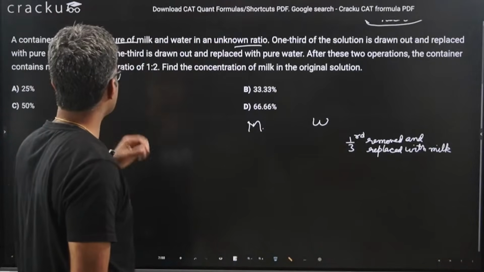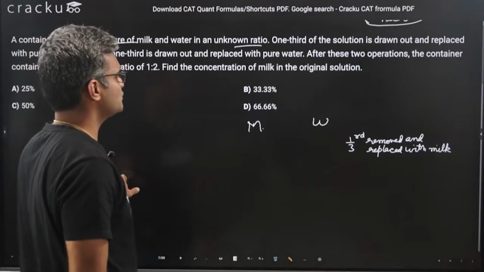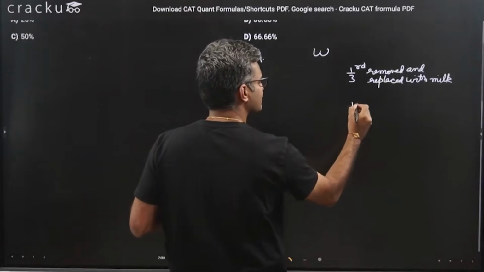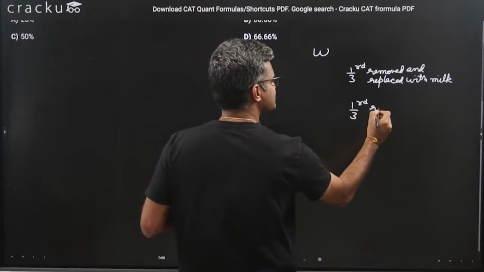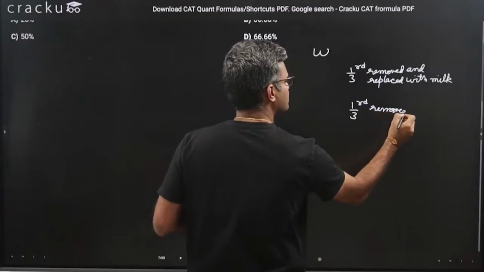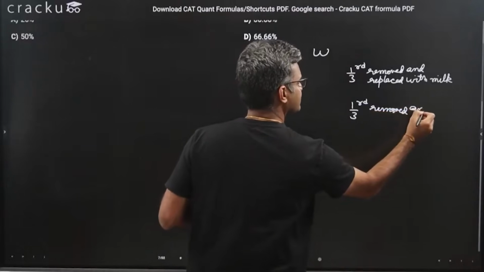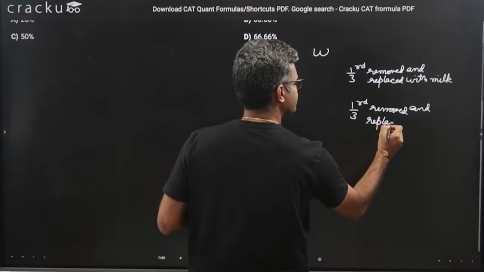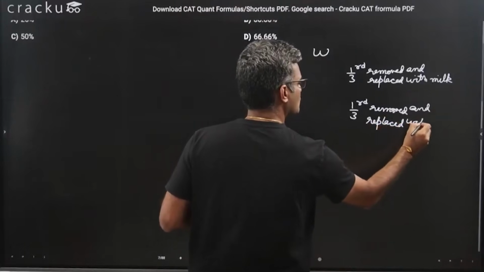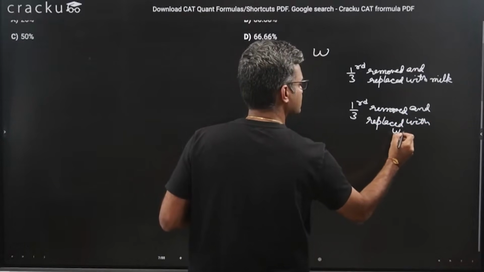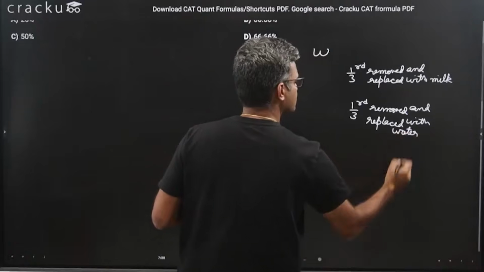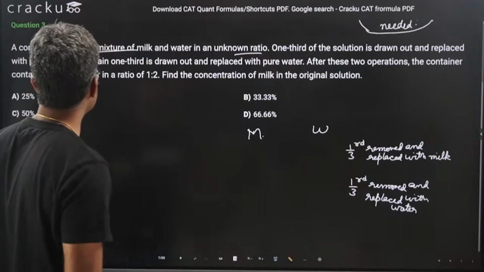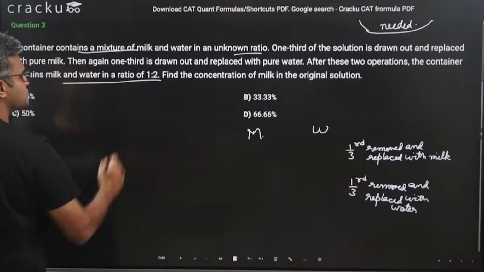Then we are told that again 1/3 is removed and replaced with pure water. So this process is again repeated, but this time 1/3 is removed and replaced with water. After these two operations, the container contains milk and water in the ratio of 1:2.